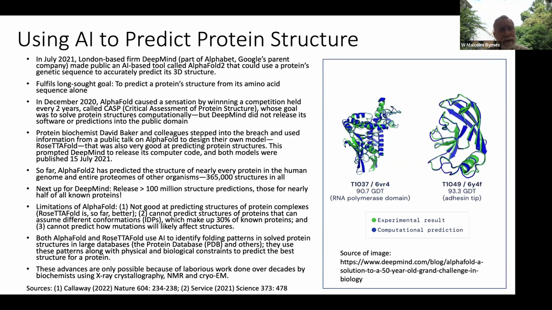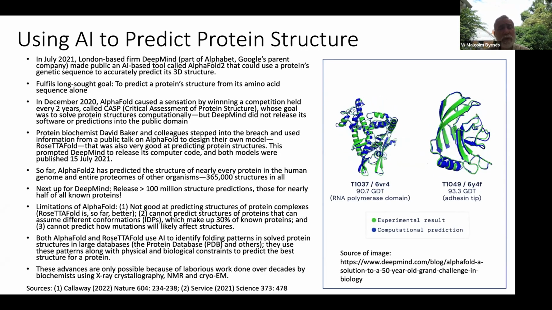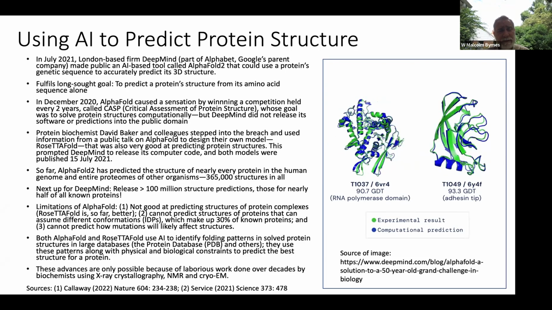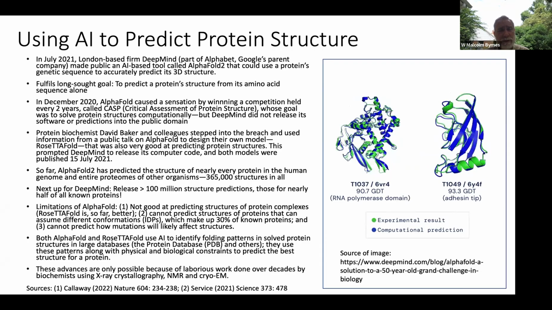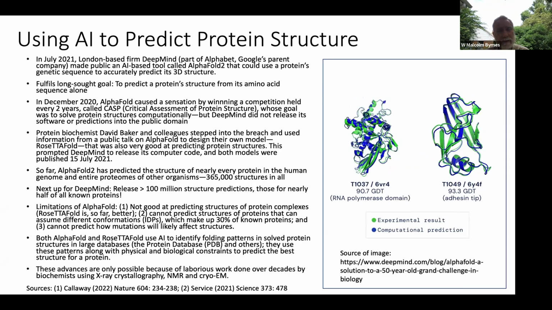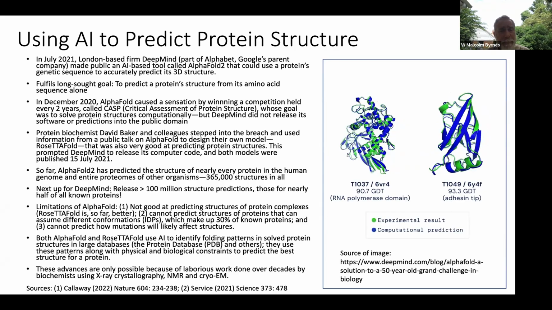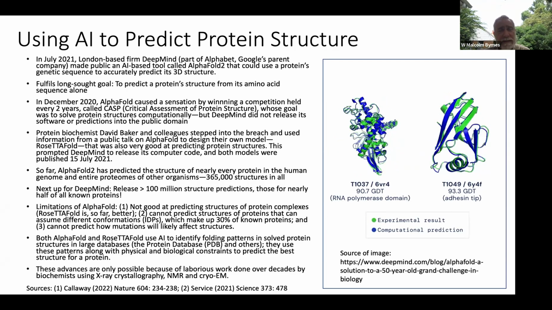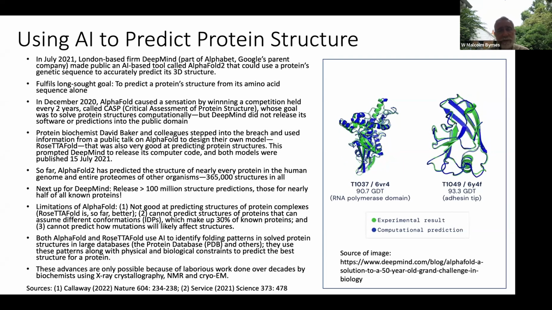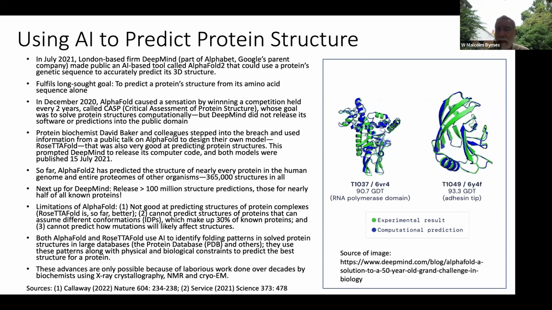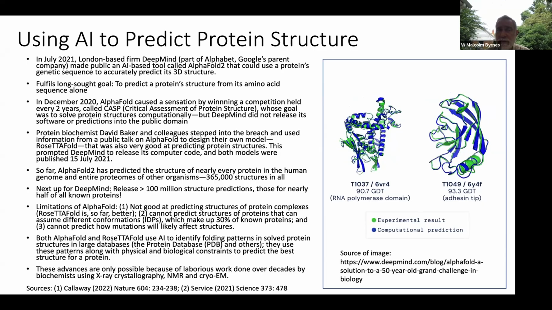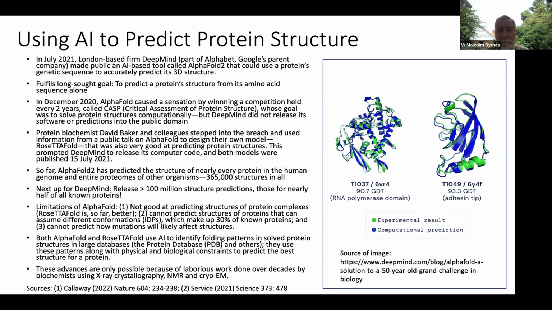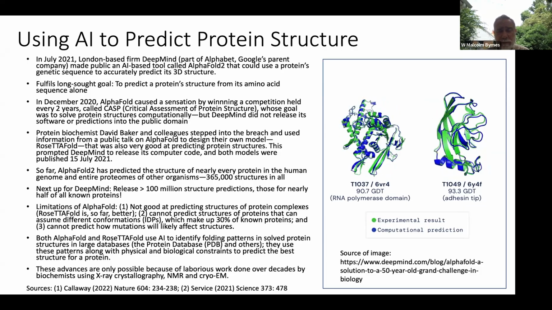What's next up for DeepMind? To release more than 100 million structure predictions, those for nearly half of all known proteins. So they're really going at it now in predicting structures, and many of these are very good. But there are some limitations of AlphaFold. First, it's not good at predicting the structures of protein complexes. And so far, RoseTTAFold is better. It was able to predict the complexes of some dimers, two proteins coming together.